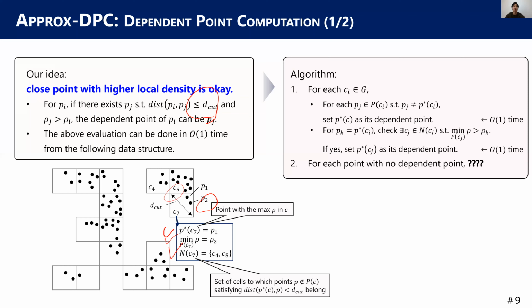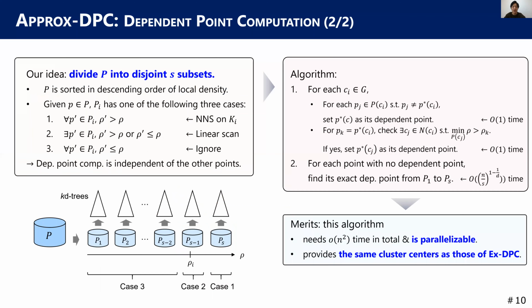We now have a new question: for points with no dependent point, from these operations, what do we have to do? This is the remaining task. We solve this question by dividing the sorted dataset into disjoint subsets. Given a point, a subset has one of three cases. Case 1, all points in this subset have higher local density. Case 2, higher local density or not higher. Case 3, all smaller.